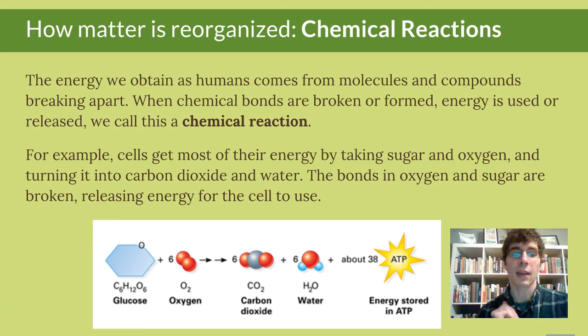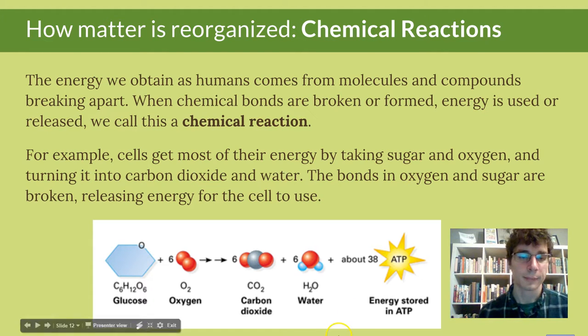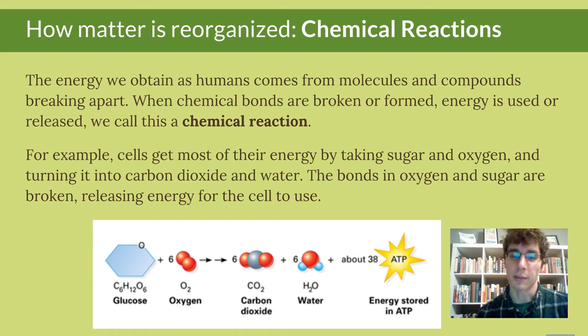For example, cells get most of their energy by taking sugar and oxygen and turning it into carbon dioxide and water. We call this cellular respiration. So the bonds in that oxygen and sugar right here, in this sugar molecule, in this oxygen, right now they're bonded together. But what happens is they get broken apart, and when that happens, it releases energy, and our cells can use that energy.